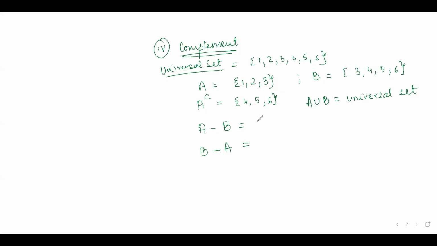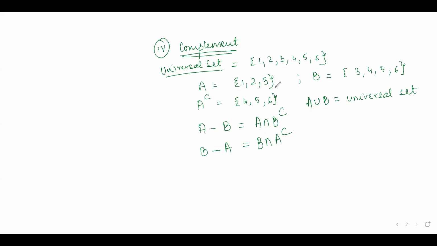So A minus B can be represented as A intersection B complement. B complement and A intersection with that. That means that everything in the universal set but not in B and common with A, that is A minus B. And B minus A, no prizes for guessing, B intersection A complement. Okay? So this is how you express the difference with intersection, union and complement. Okay?